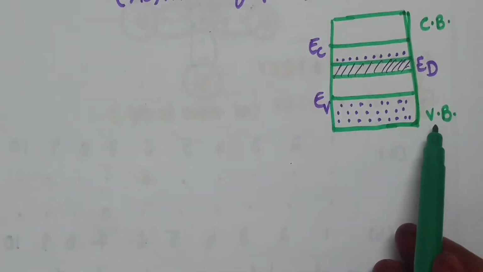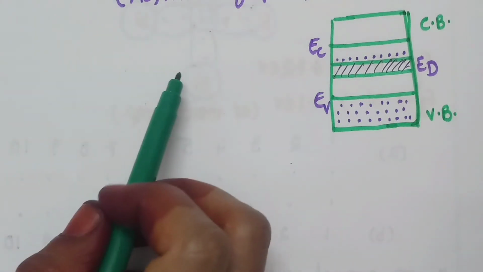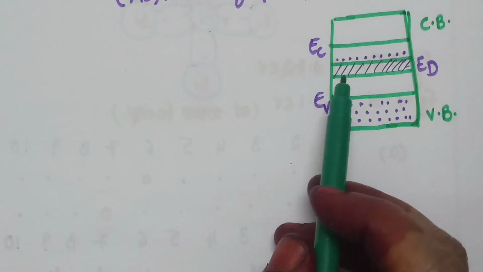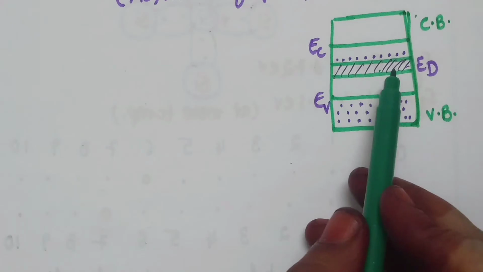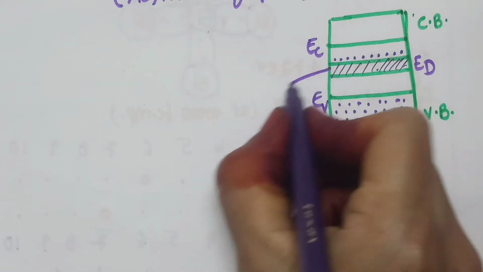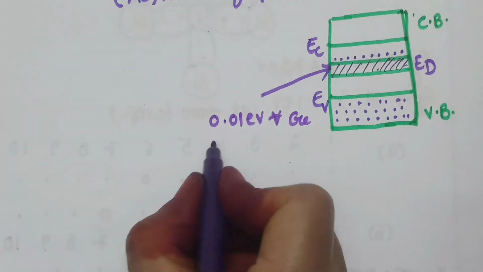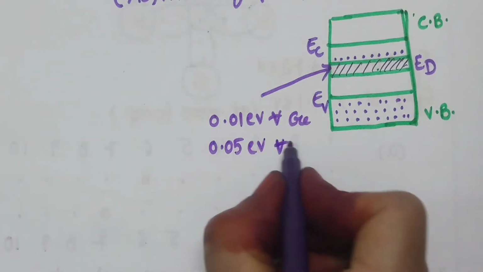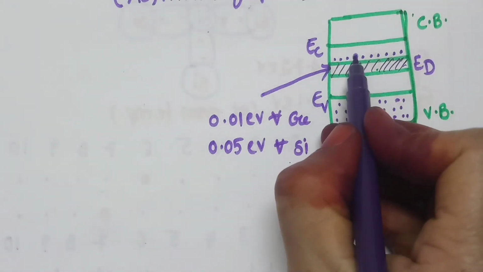Here the conduction band, valence band, and there exists a donor energy band for this N-type semiconductor. The energy gap of the donor energy band is smaller than the conduction band and valence band gap, which is very small, and its value is about 0.01 electron volts for germanium and 0.05 electron volts for silicon, which is very less when compared to EC and EV. The impurity has one extra electron and it is present in the donor energy band. That is, the extra electron is present here.